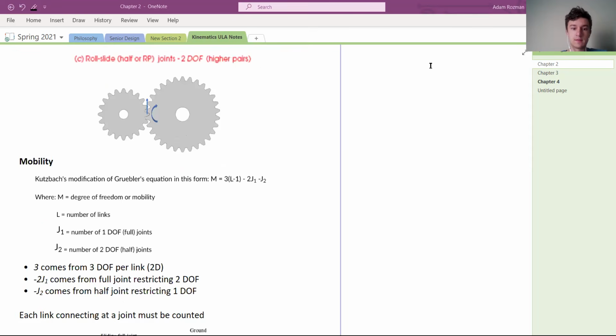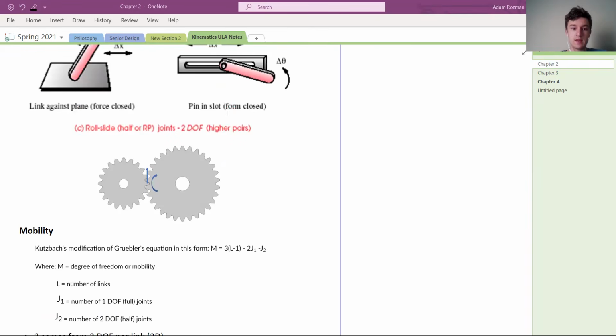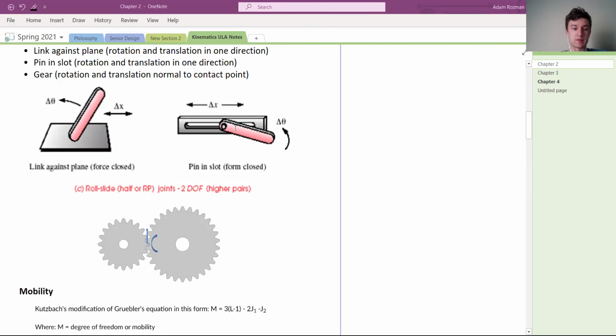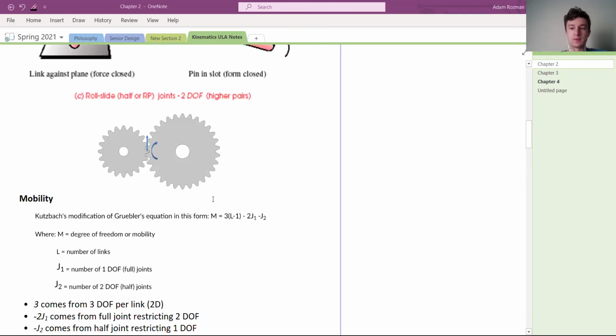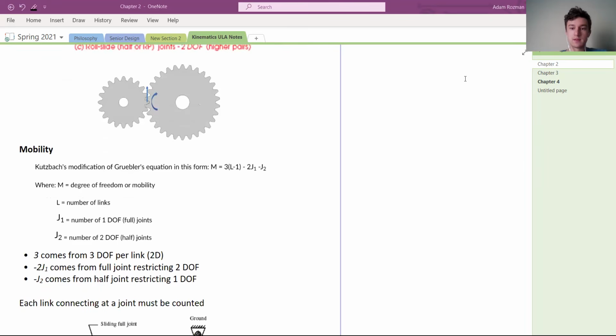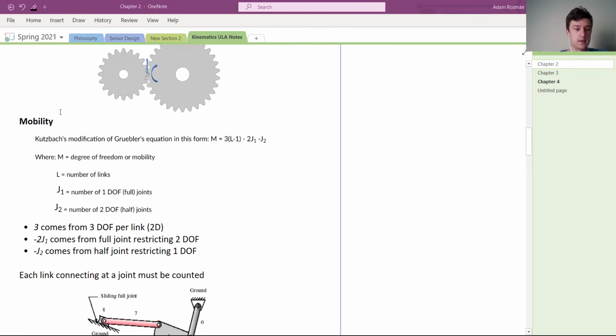Let's see. Stone asks if they say it's rolling without slipping, then it's a full joint. Yes, I think that's in the textbook, the 3rd example that they give, but it can lead to some paradoxes in the mobility. But yes, that would be a full joint. So are there any other questions right now? Okay.